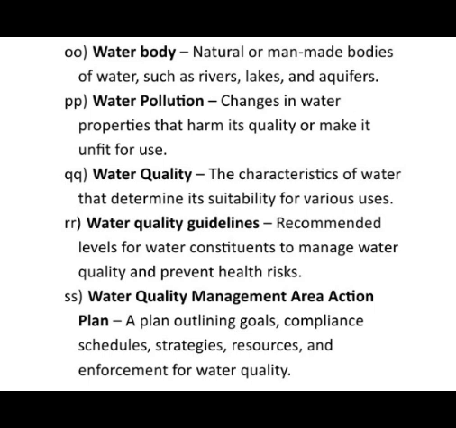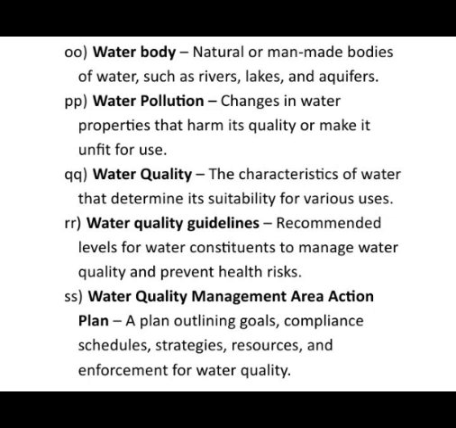Next, water body, natural or man-made bodies of water such as rivers, lakes, and aquifers. Water pollution, changes in water properties that harm its quality or make it unfit for use. Examples, plastic waste thrown into rivers, lakes, or oceans, oil spills from ships or factories, untreated sewage flowing into waterways, chemicals from factories released into rivers, and trash and garbage dumped near, on, or in bodies of water. Water quality, the characteristics of water that determine its suitability for various uses.